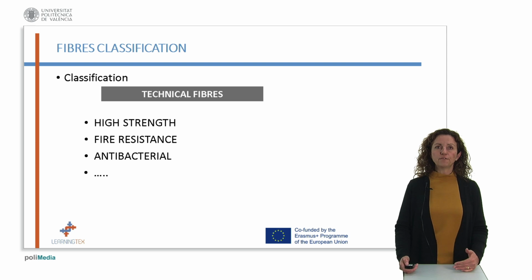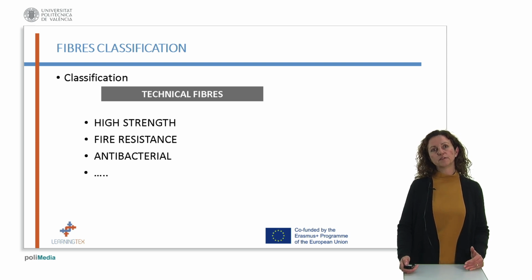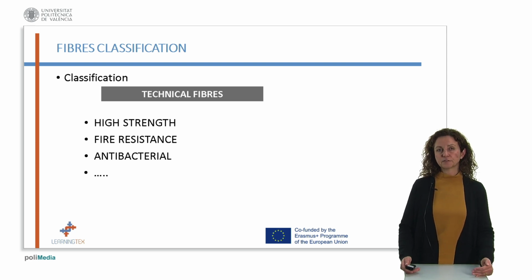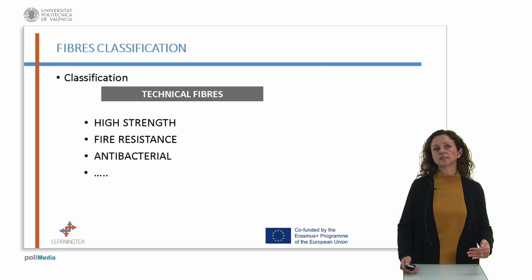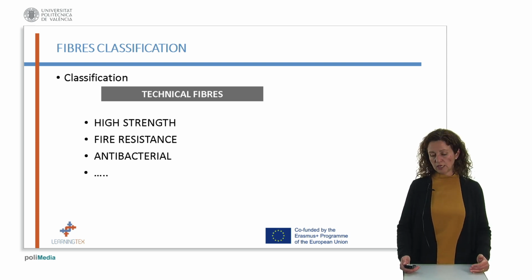If we move to technical fibers, we can classify them depending on whether it is because of the mechanical resistance, for example, we can define high strength fibers, okay? And for example, this is the same as high tenacity fibers. We can also find fire resistance fibers, okay? And antibacterial properties or any other kind of property which could be improved because of the modification of the polymer chain, the modification of the order of the chain inside the fiber, etc.